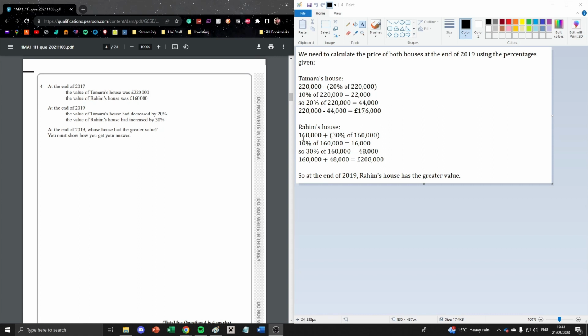Raheem's house will be worth 160,000 plus 30% of 160,000. Again, we can quite simply find 10% of 160,000 is 16,000, and so 30% will be 3 times as much, that's 48,000. So the value will be 160,000 plus 48,000, which is £208,000. So we can see quite clearly that by the end of 2019, Raheem's house will have the greater value.